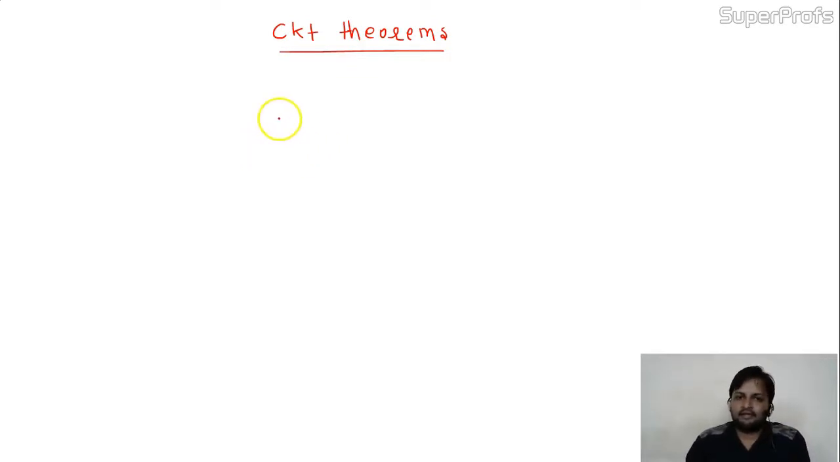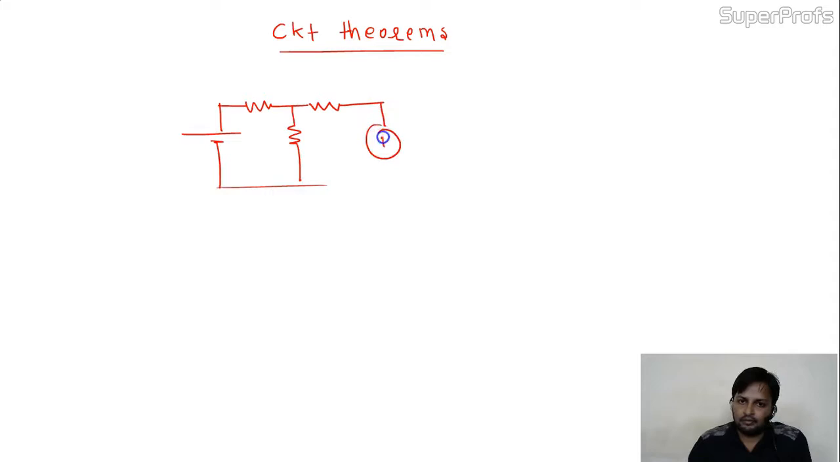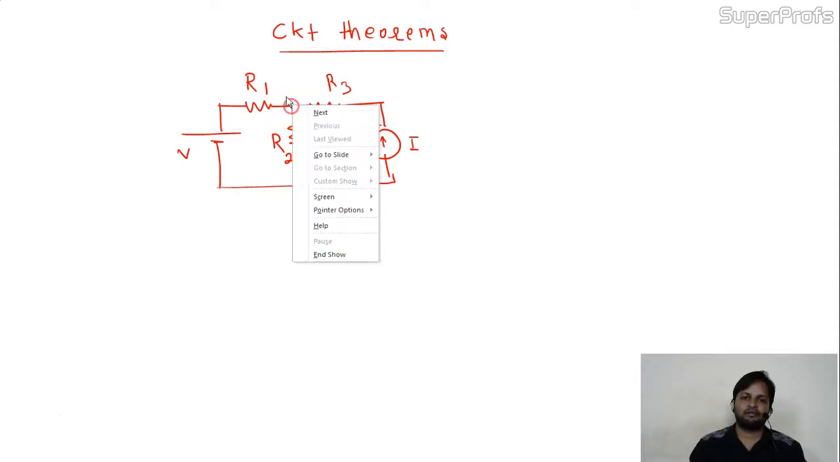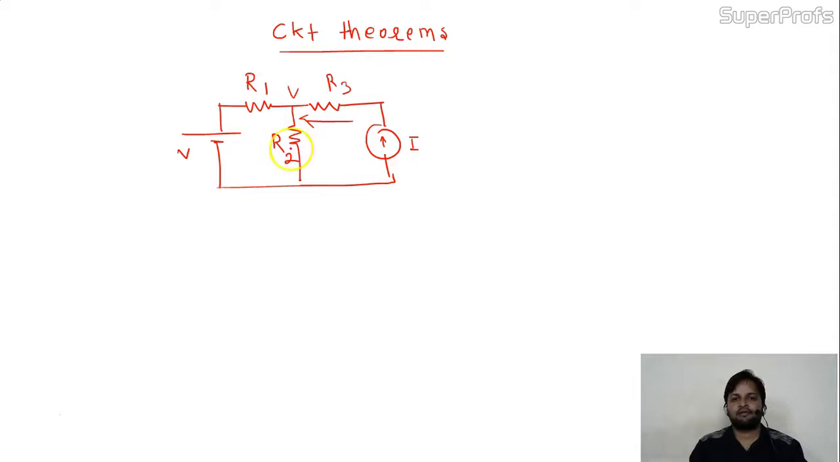See friends, in the first unit we have seen, suppose we are having a simple circuit having two sources, like this. This is the current source, this is the voltage source. The different values of resistances R1, R2 and R3. And suppose there in the first chapter they were saying find out the current in this, find out the voltage across R2 like this. So we were applying simply nodal analysis or mesh analysis.